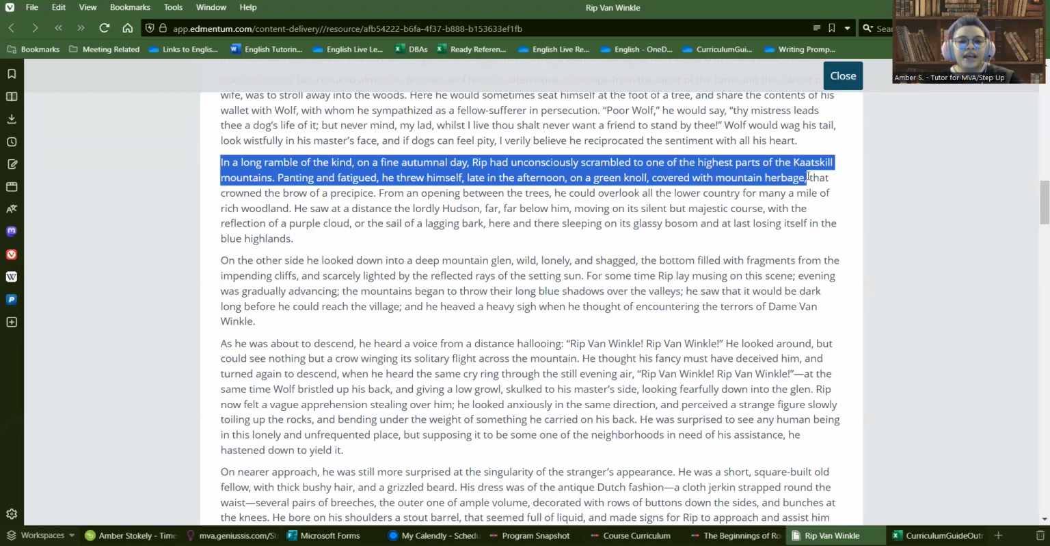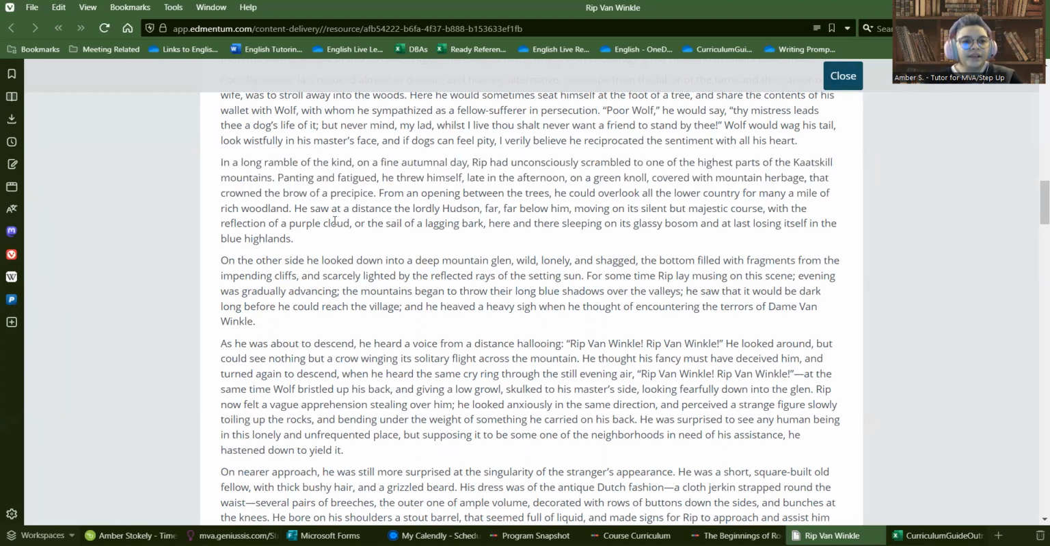So it has to have like moss and grass on it. That crowned the brow of a precipice. So crowned, like when you have a crown on, there's something on top, right? So the grass is on the top of the knoll. And then it says the brow of a precipice. A precipice is an edge. So the knoll has an edge where you come up on the top of it, and there's grass over that edge.